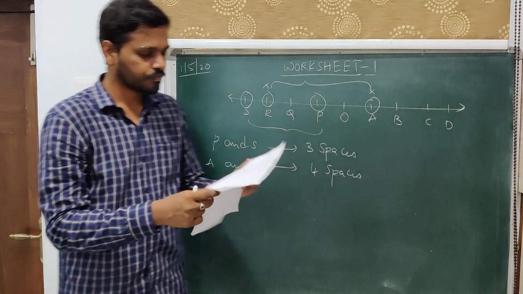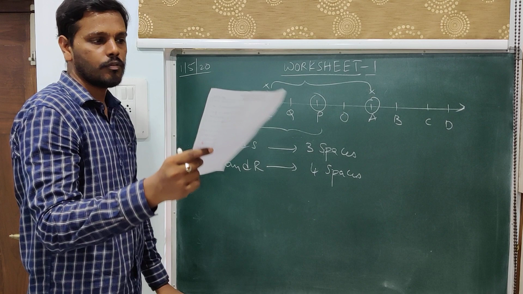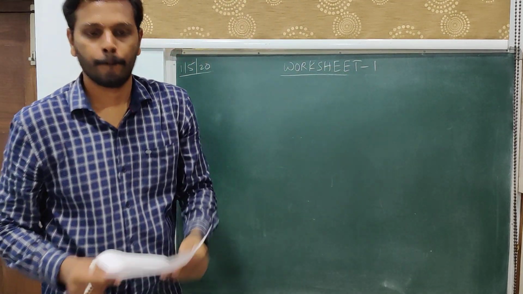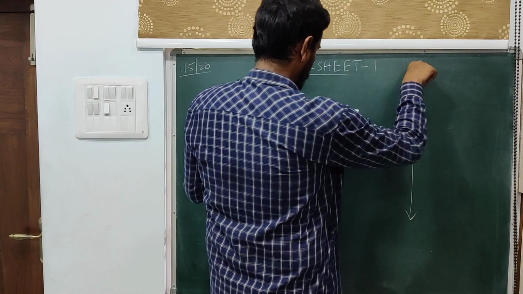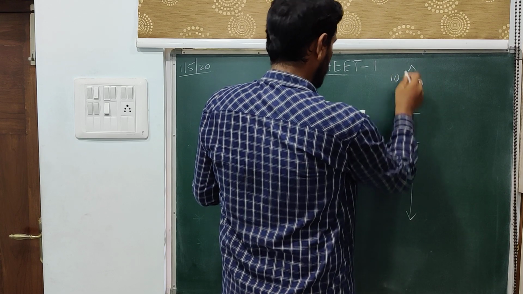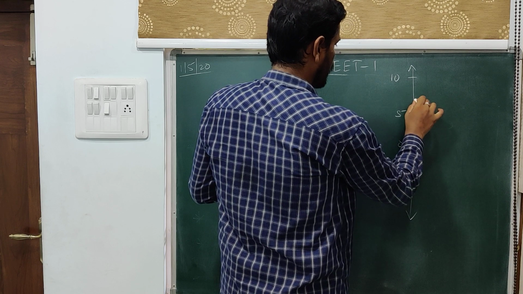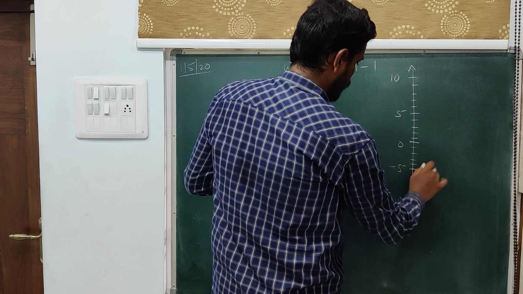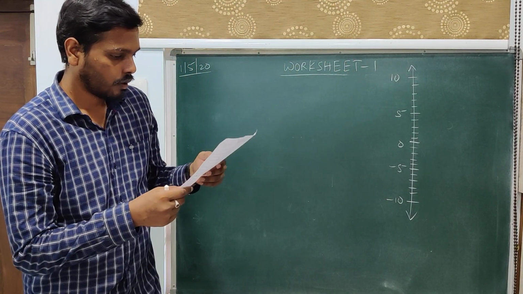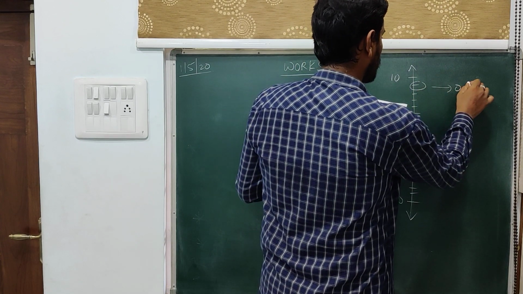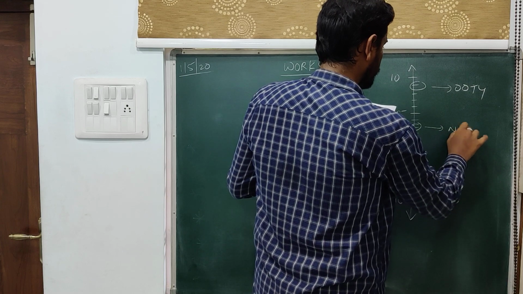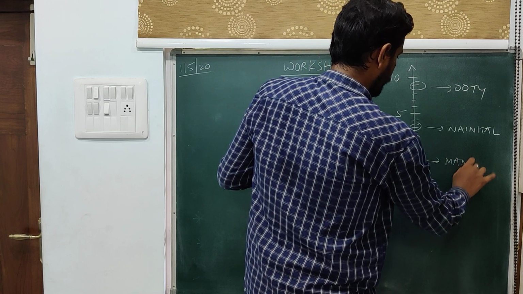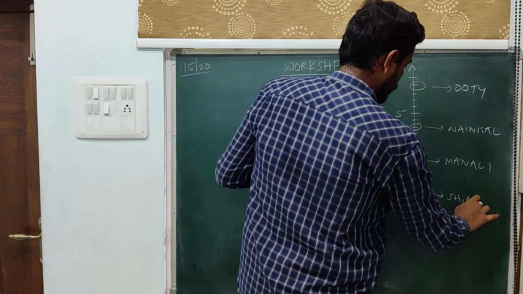Now the last question. You have a number line and you have to read the temperatures of different cities that are given. So this is the number line. So we have 0 here, 5, 10. Ooty is here, somewhere here. Then Nainital. Next Manali. Shimla.